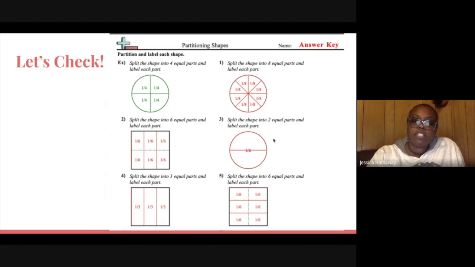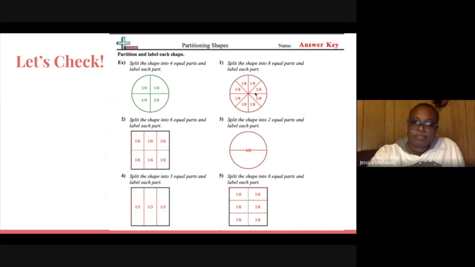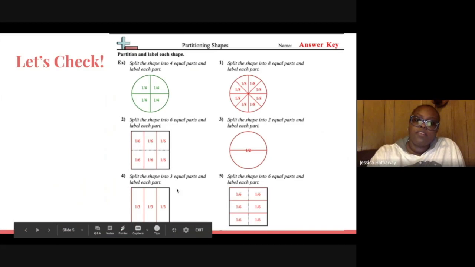I want you to really look at this half. When it says 2 equal parts, think of it like a pizza. I want each of us to have an equal part. Same thing with the 6. It's like a candy bar. I want each of us to have an equal piece. Eighths, I will also think of it like a pizza. Thirds, I would think of it like a candy bar as well.